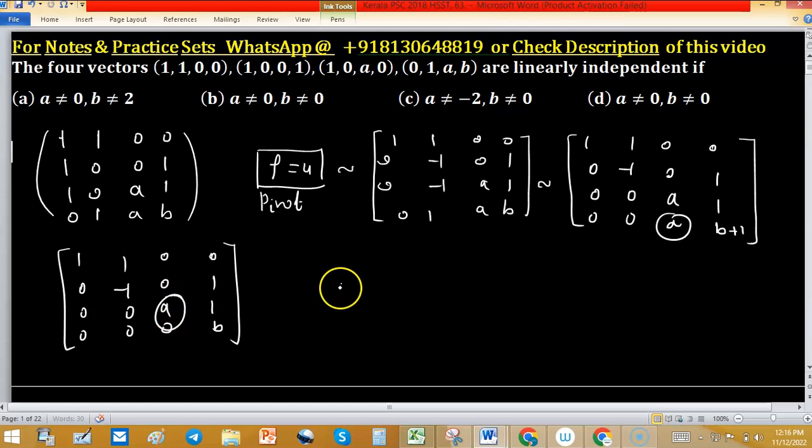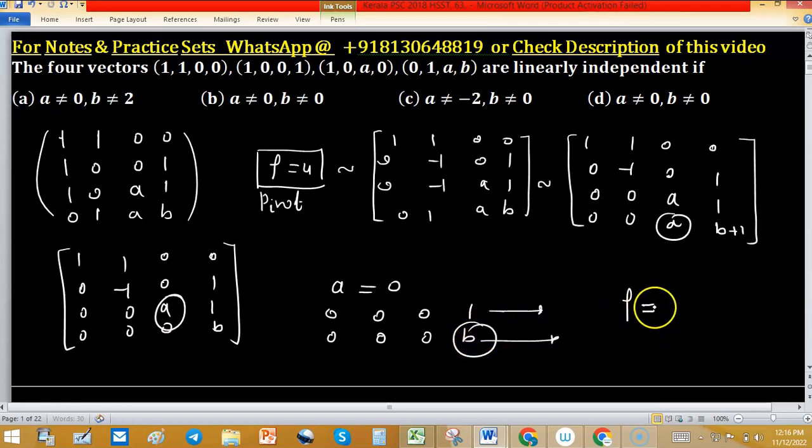If this entry is 0, then the third row will be 0, 0, 1 and the last row will be 0, 0, B. These two are proportional, so you can make this entry 0 by elementary row operation and the rank of this matrix will be 3. Rank of this matrix will be 3, but it is given that the rank is 4, which indirectly means linearly independent.